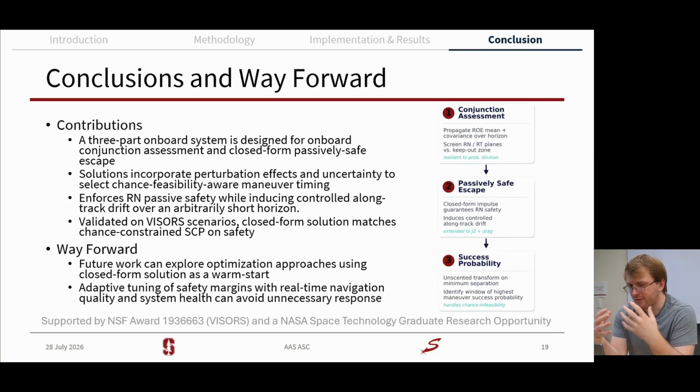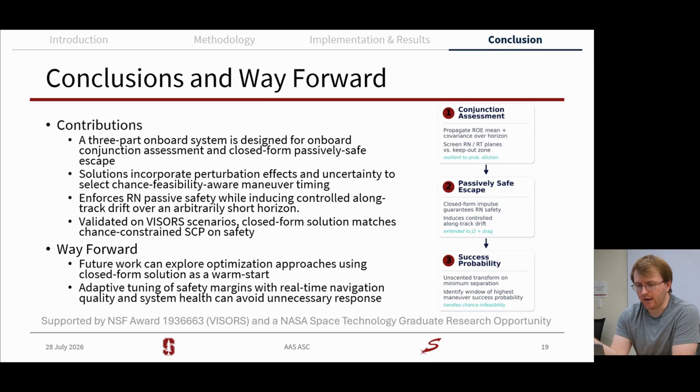Using this three-part system where you can identify conjunctions with a high accuracy propagation, respond to conjunctions using the closed form solutions, and then evaluate the effectiveness of your solution on the nearby region to see where you are able to best maneuver, you can guarantee that you can respond to contingency scenarios in this distributed spacecraft formation.